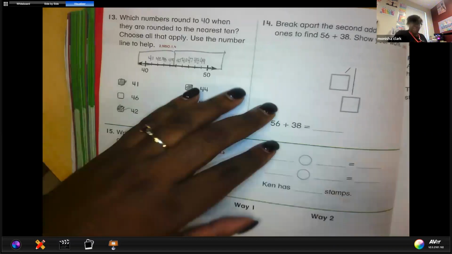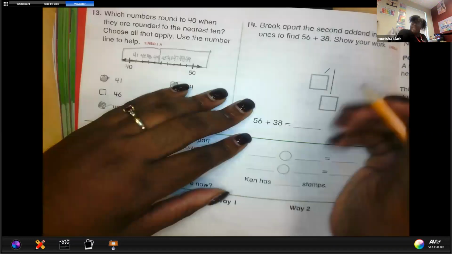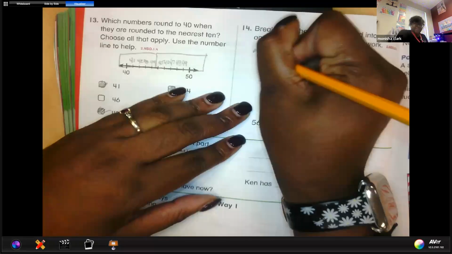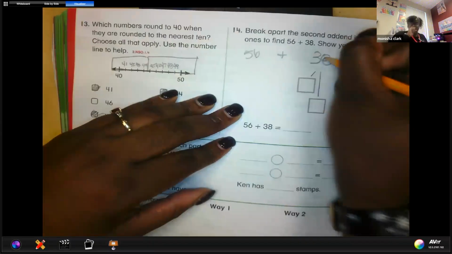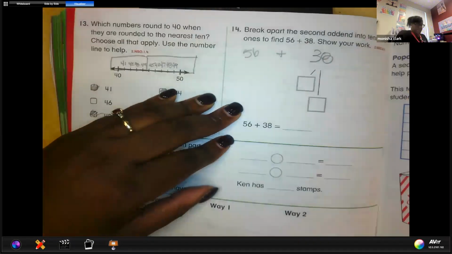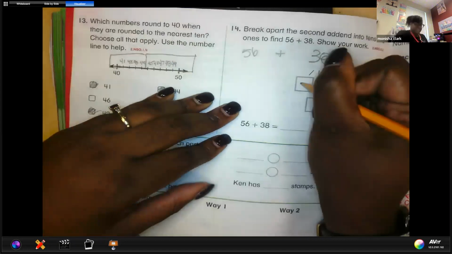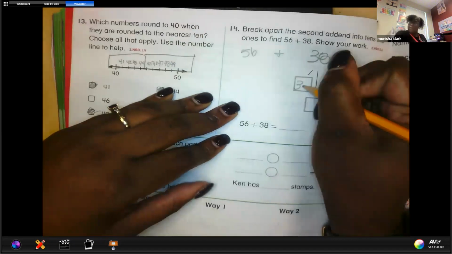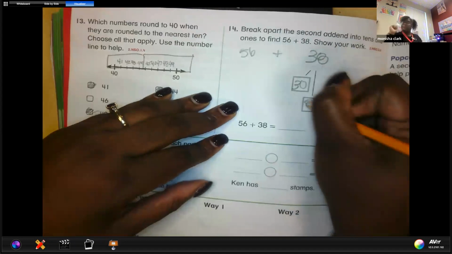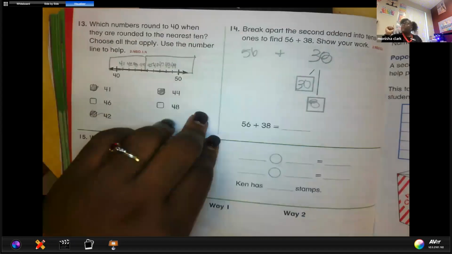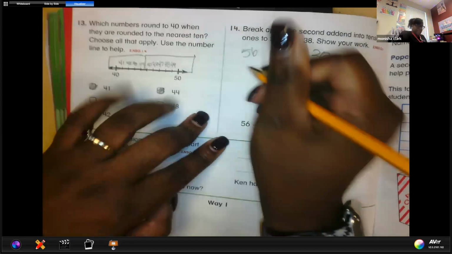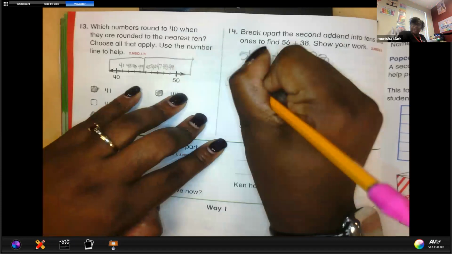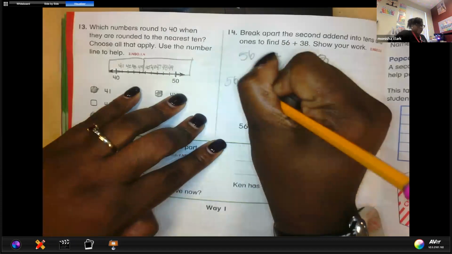So let's do this here. We have 56 plus 38. So now we have what? 30, please stop humming, Cadence, plus 8. Do you see that there? So now we can take this and add it up. We have 56 plus 30 equals what?